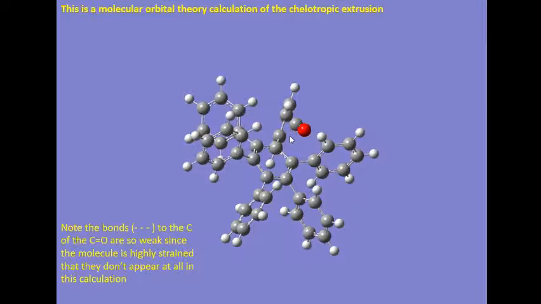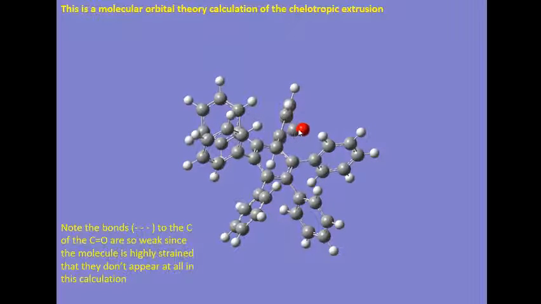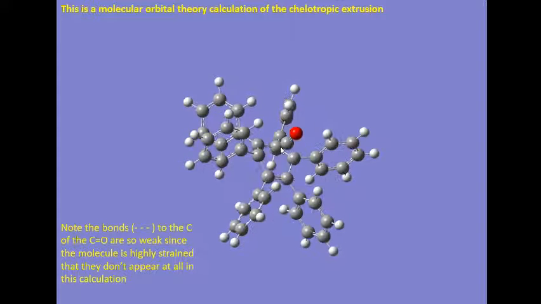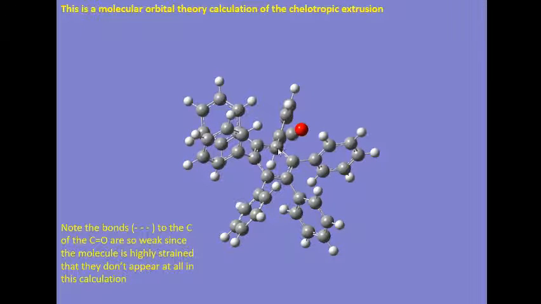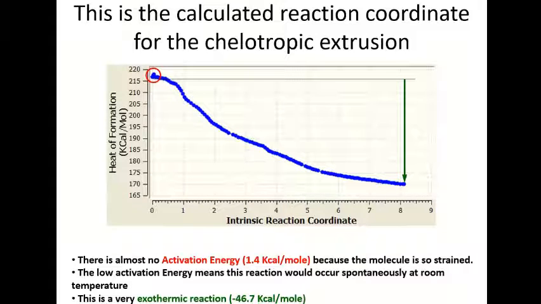As you can see, this molecule with this carbon and the CO, the bond is very weak. It means that this reaction is very favorable. As you can see, there is almost no activation energy, which means you must zoom in on this part to see that there is quite a difference from the initiation. The activation energy is only 1.4 kilocalories per mole, because the molecule is so strained.